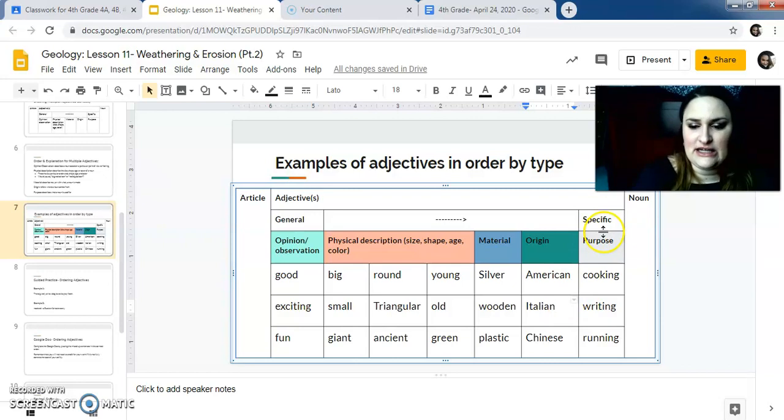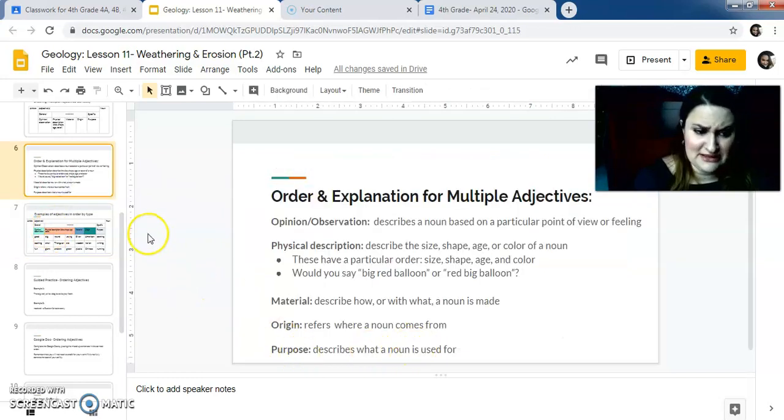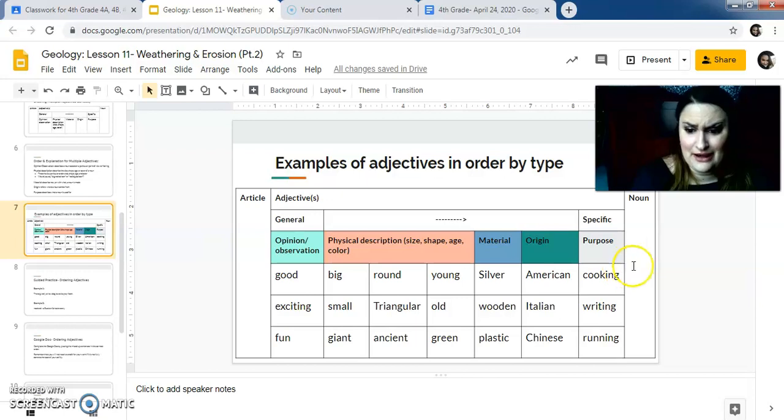And the last, most specific, in the order of adjectives is purpose. The purpose is whatever it's used for. If I'm describing a spoon, I could say the cooking spoon. But if I was saying a journal, I would say the writing journal. So like the Italian writing journal. See, I wouldn't say the writing Italian journal.